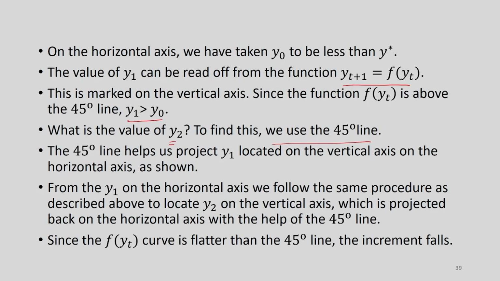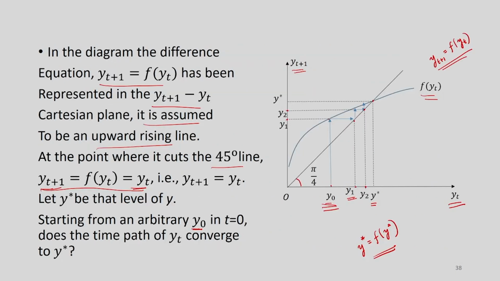From y1 on the horizontal axis, we follow the same procedure as described above to locate y2 on the vertical axis, which is projected back on the horizontal axis with the help of the 45-degree line. Since the f of yt curve is flatter than the 45-degree line, the increment falls. So, this is very critical, the last statement. The f function, I have purposefully drawn it in a manner that it is flatter than the 45-degree line, at least in the neighborhood of y star, at least where I have located y0.